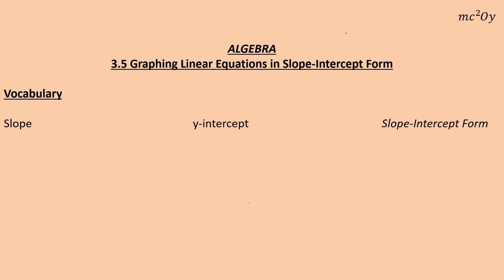Okay, we're going to talk about 3.5, graphing linear equations in slope-intercept form. So the first thing we have to review is what is slope. Slope, remember, is rise over run, also known as delta y over delta x. That little delta sign is a triangle. It also means your change in y or your change in x. And we call that in a formula y2 minus y1 over x2 minus x1.